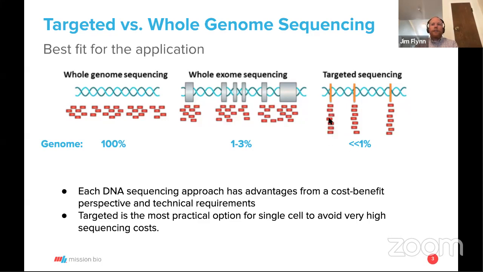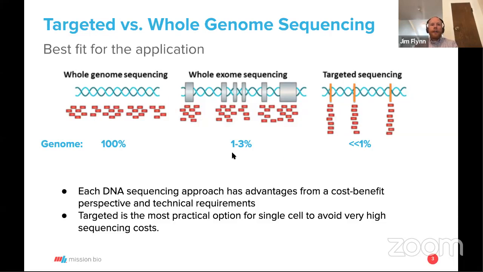It's looking at very small targeted regions of the genome, which are biologically relevant to a particular type of cancer or a particular disease of interest. And asking specific questions about what's going on in these particular sets of genomic regions. And then the reason that Tapestri uses targeted sequencing is that it's the best fit for single cell.